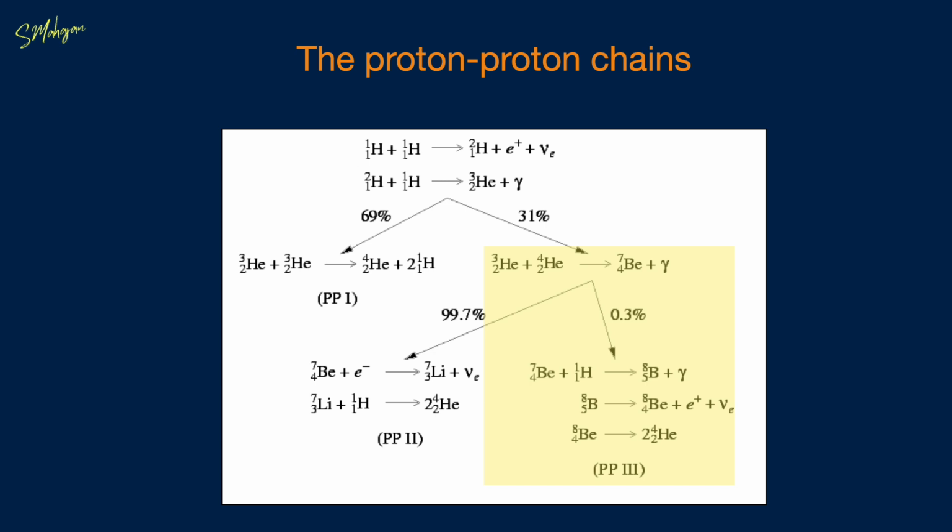On the other hand, occasionally the beryllium-7 will combine with a hydrogen atom to form a boron-8, which can spontaneously decay into a beryllium-4, a positron, and an electron neutrino. The beryllium-4 will then disintegrate spontaneously into two helium-4 atoms. This is called the pp3 chain reaction.